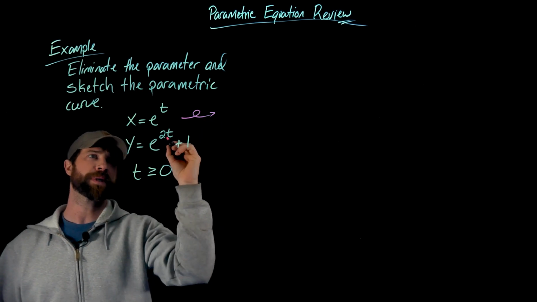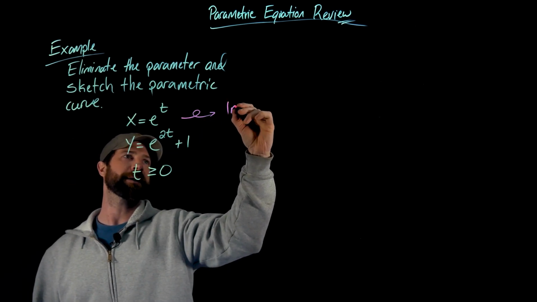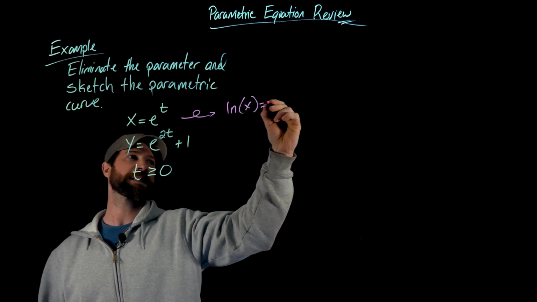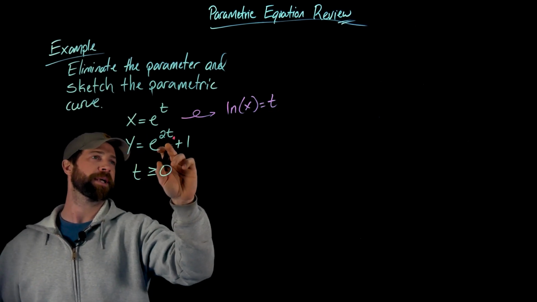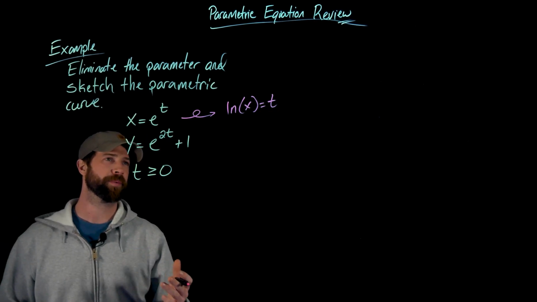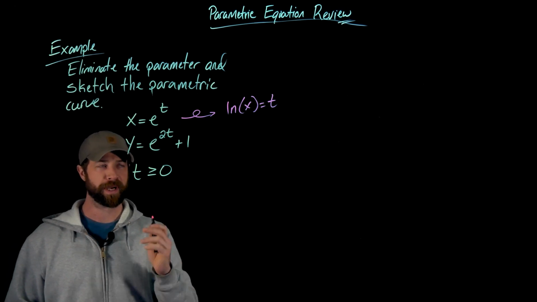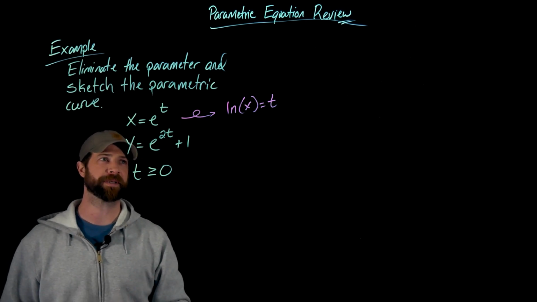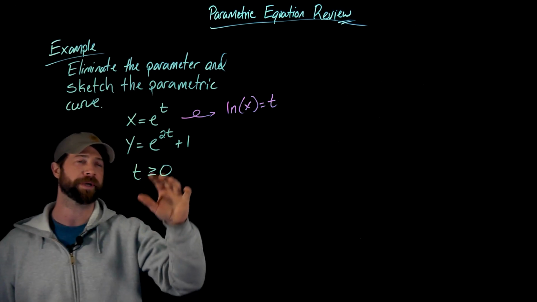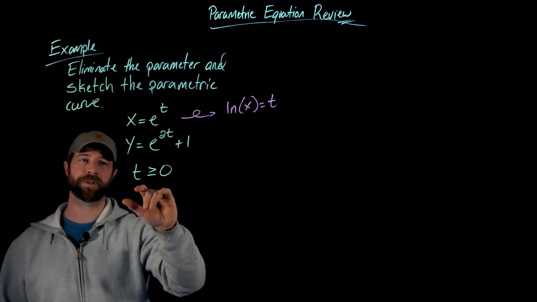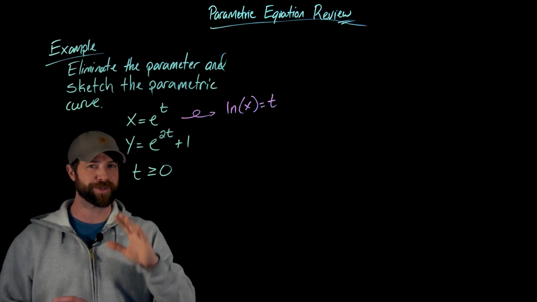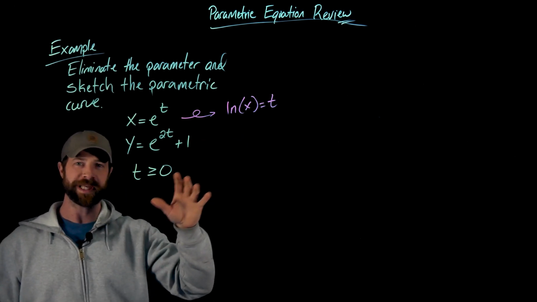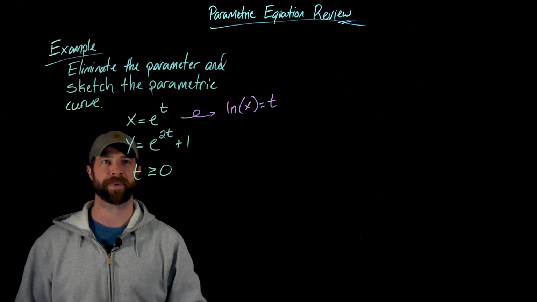What I could do is apply the natural log to both sides to get the natural log of x equals t, and then plug that in for t right here. And actually, that would work just fine. I'm going to attack this a little bit differently, but before I go about doing the elimination, I just want to do a quick check again about the x and y values. This is always nice to do in the beginning so that I don't make a mistake with my domains or my final sketch of my graph.